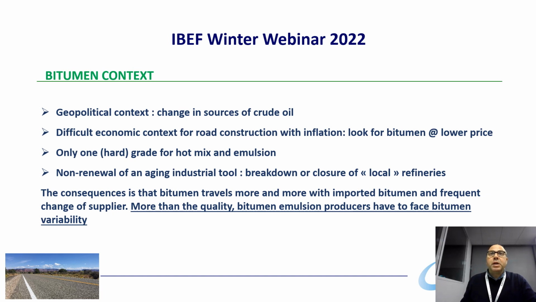In some countries, only one grade for hot mix is available, and we all know that the hard grades are difficult in emulsion. Another point is the breakdown or the closure of local refineries. The consequence is that bitumen travels more and more, with imported bitumen and frequent change of supplier. More than the quality, bitumen emulsion producers have to face bitumen variability.